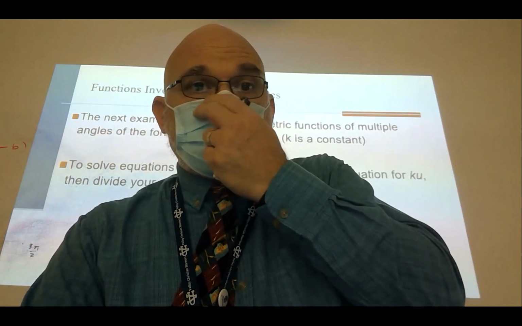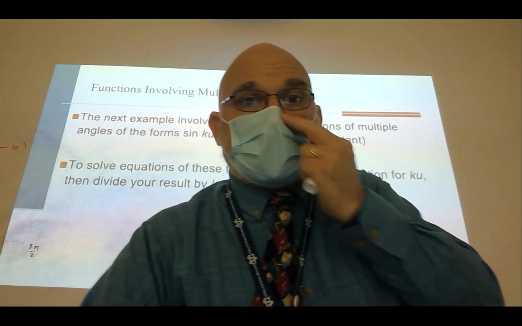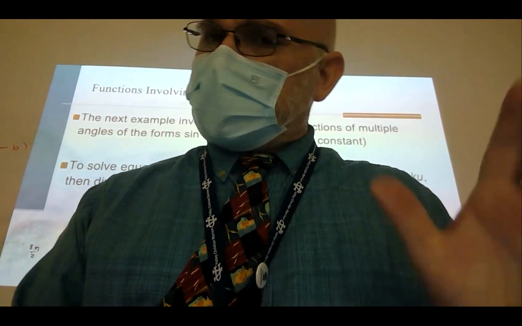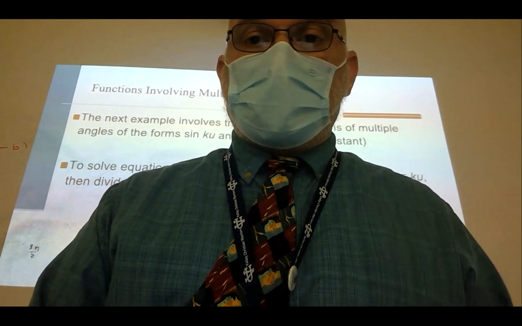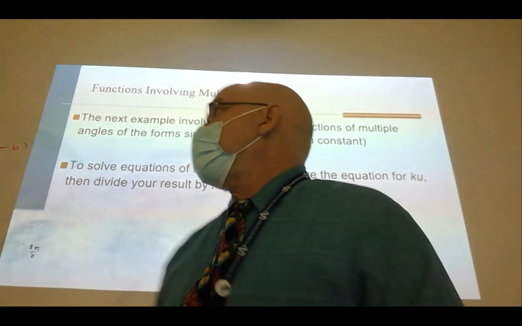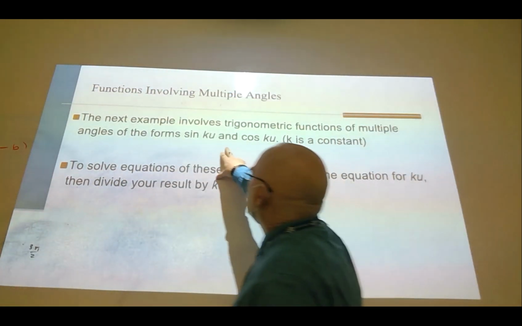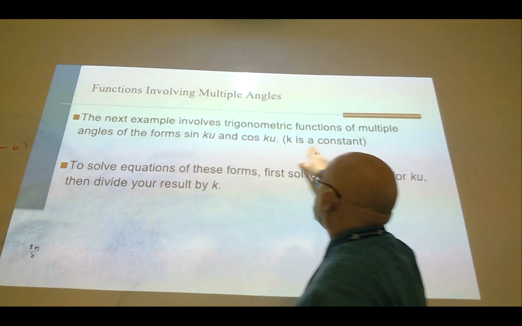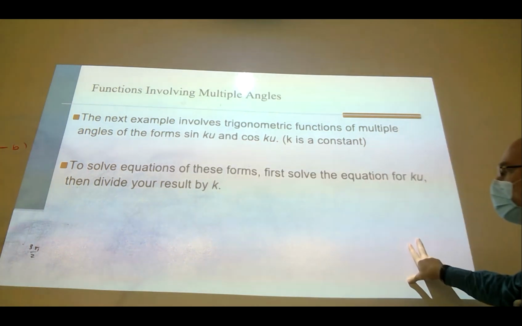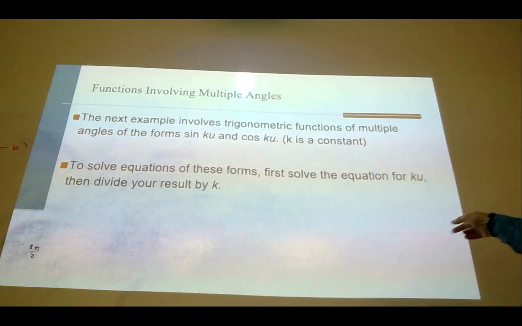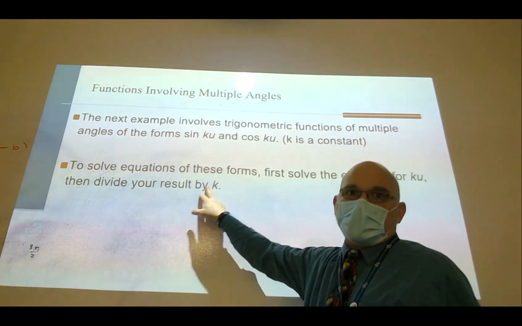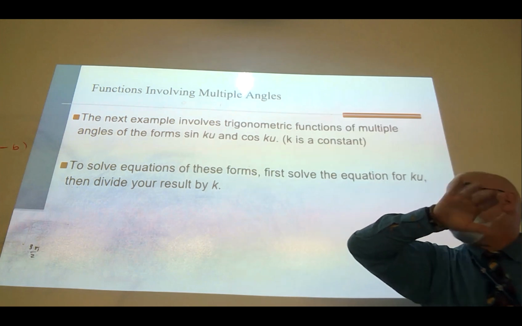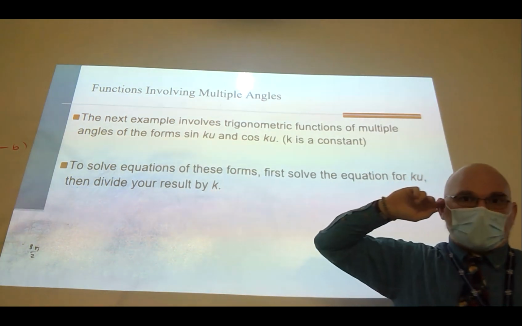All right. Functions involving multiple angles. Now this, I don't think there's any like this on the website. I might be wrong, but I don't think I put any like this on the website. If you have a constant, like sine of some constant times u, or cosine of some constant times u, then when you get to the end, you have to divide your result by that constant. So what I'm saying is do the whole problem, and your very last step is get rid of that constant.